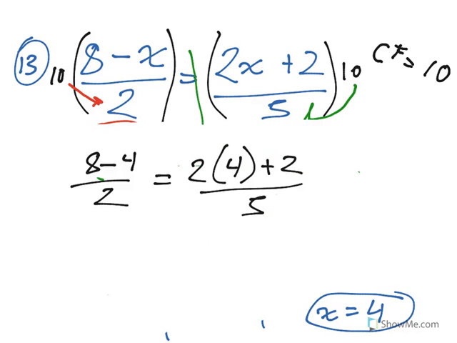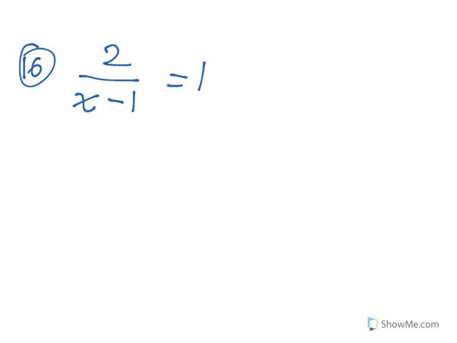Let's do that right now. Okay, if x is 4, then this is what this equation should look like. 8 minus 4 is 4. 4 divided by 2 is 2. 2 times 4 is 8. 8 plus 2 is 10. 10 divided by 5 is 2. This works. So we just did a check. We plugged 4 into the x, and we see that, hey, this worked.